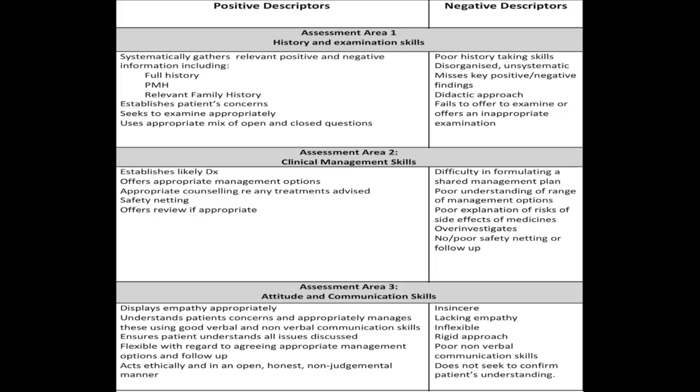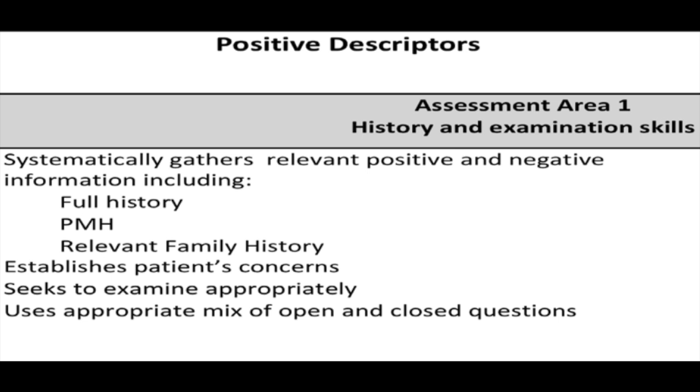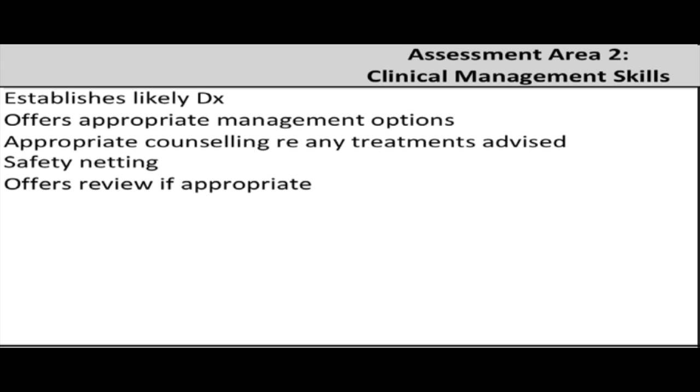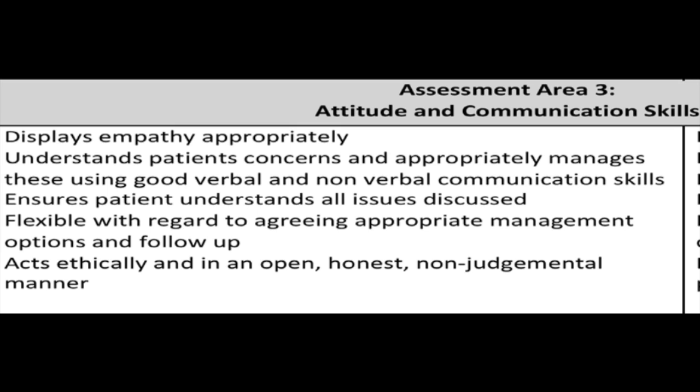So the assessment is broken up into three areas. The first area is history and examination, first half of the consultation, or the first 5 minutes. Then you go into the second area of assessment, which is the second 5 minutes, and that is your clinical management skills. And then there's the third area, which is a little bit more nebulous, and this is the attitude and communication skills section of the assessment. It deals with things such as empathy, patient concerns, non-verbal communication, cues, and patient understanding, along with you remaining flexible in the plan and follow-up activities.